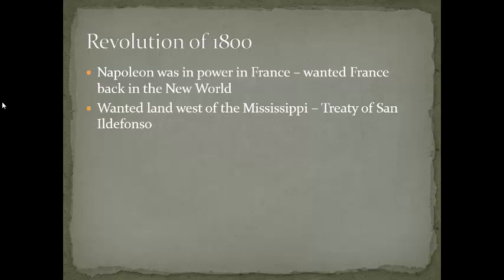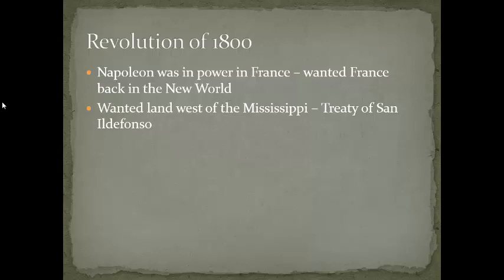So Napoleon is in power in France. He is an ambitious individual. Like I said, he goes to war against Europe and beats most of them. And he wants to see France back in the New World. Remember that as a result of the 7 Years' War, France lost all of their colonies in the New World, and now Napoleon wants back in.